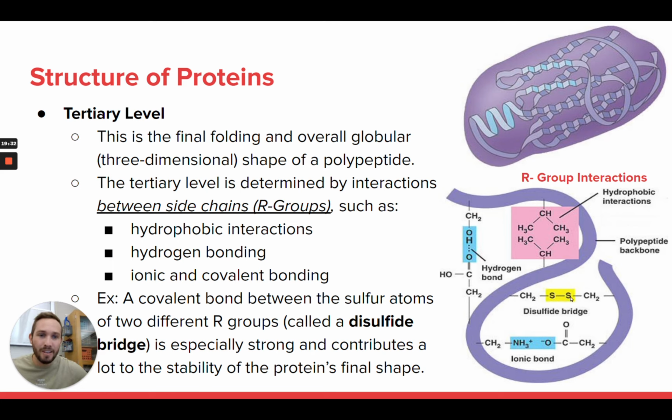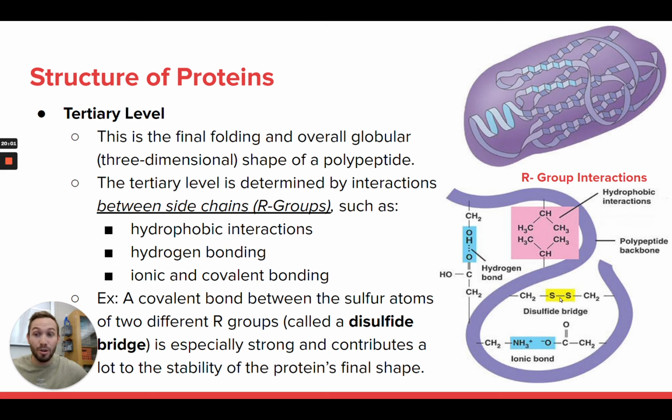And then sometimes there are even covalent bonds that can form between certain R groups, like this R group right here and this R group way over here on the string of amino acids. They found each other and they're forming a covalent bond with each other. This is a special type of covalent bond we call the disulfide bridge, which can occur between an R group that has a sulfur and another R group that has a sulfur atom. This is special because this is really strong.